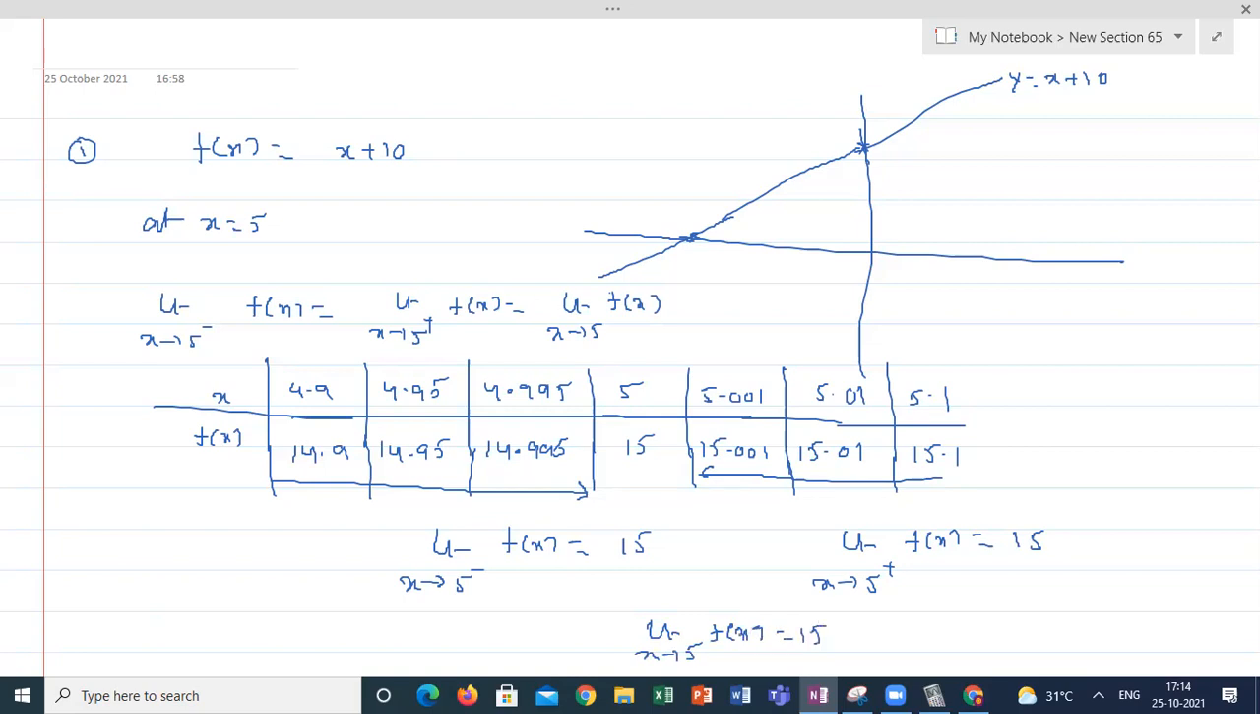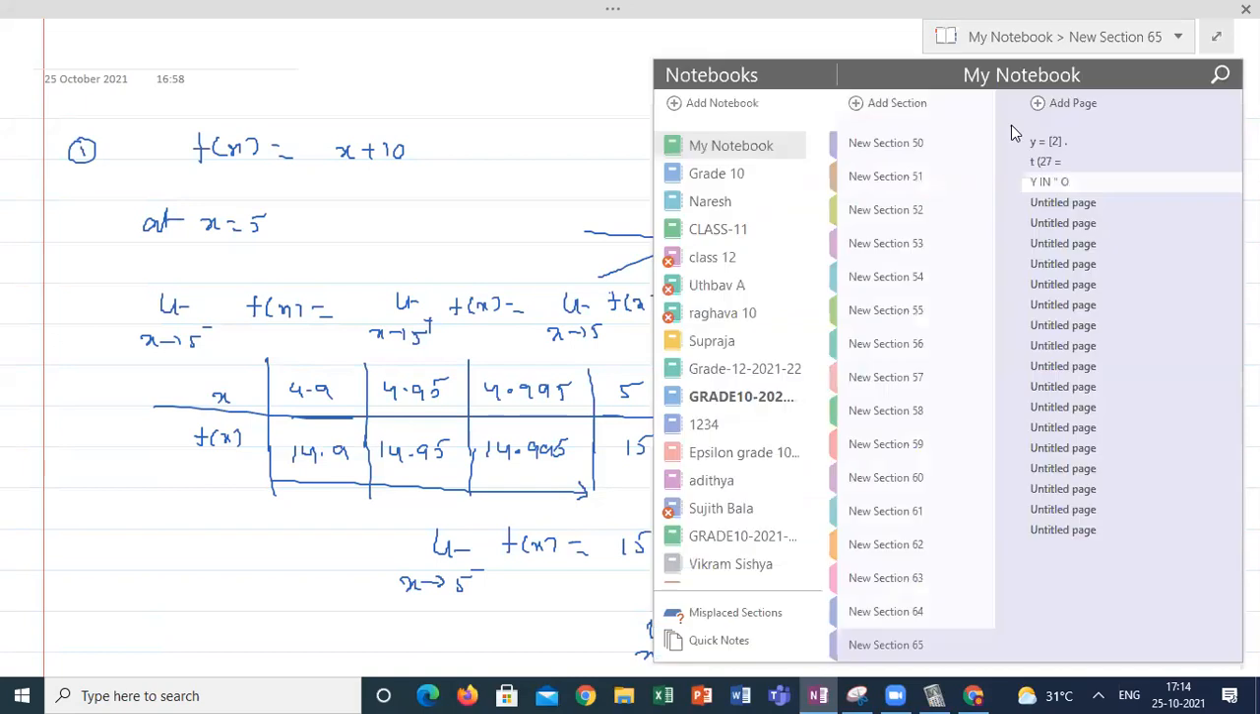So the value of the function at x is equal to 5 is 15. So existence of the limit is possible at x is equal to 5, or we can say the value of the function at x is equal to 5 will be equal to 15. Same as, can you identify existence of the limit for y is equal to x cube?